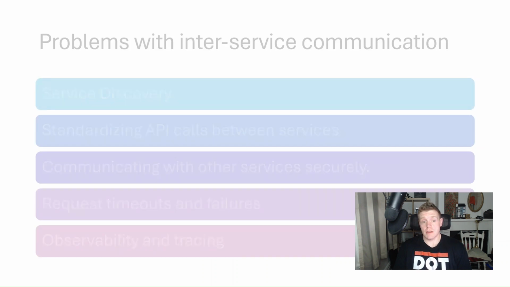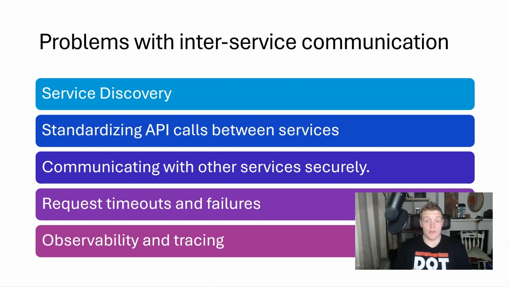Now, in many microservices architectures, multiple services will need to talk to each other. However, this can be a bit of a challenge when using microservices, as there's a few problems that we need to think about when dealing with inter-service communication. Questions like, how will I discover my different services with service discovery? How do I invoke methods between services and standardize API calls between services?